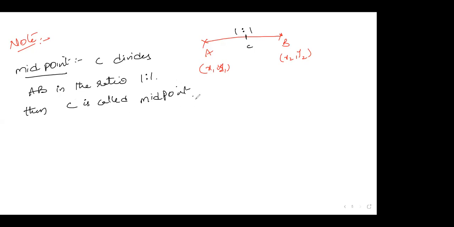C is called the midpoint, and C can be (x1 plus x2)/2 comma (y1 plus y2)/2. That is the midpoint formula. And the next one is point of trisection.